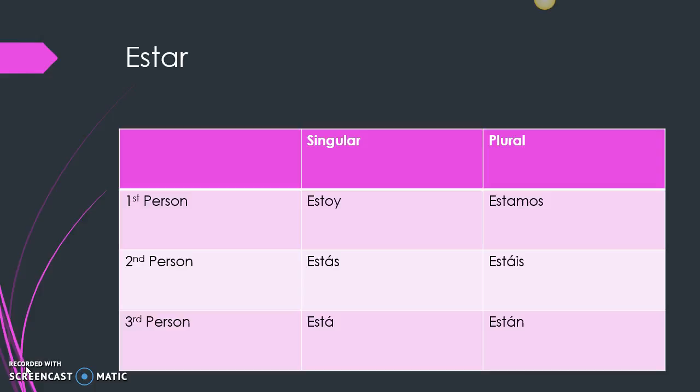The nosotros, nosotras, or someone's name y yo form of estar is estamos. The vosotros and vosotras form of estar is estáis. And the ellos, ellas, ustedes, and more than one person's name form of estar is están. Notice that this form contains an accent mark.